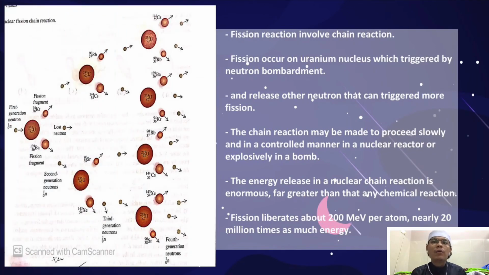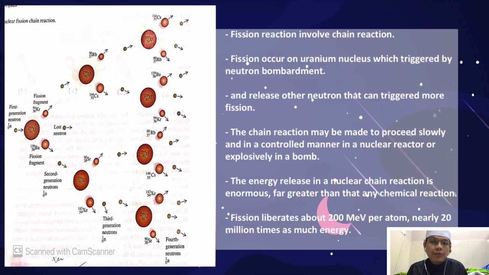Okay guys, this is the last slide about the liquid drop model, which is about the fission reaction. We all know that fission reaction involves a chain reaction. Fission of a uranium nucleus, which is triggered by neutron bombardment, also releases other neutrons that can trigger more fission, suggesting the possibility of a chain reaction, as we can see in the picture. The chain reaction may be made to proceed slowly and in a controlled manner in a nuclear reactor, or explosively in a bomb.